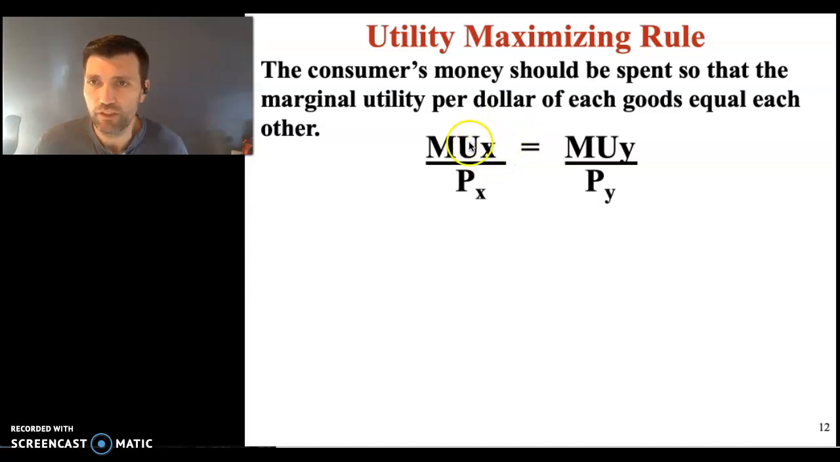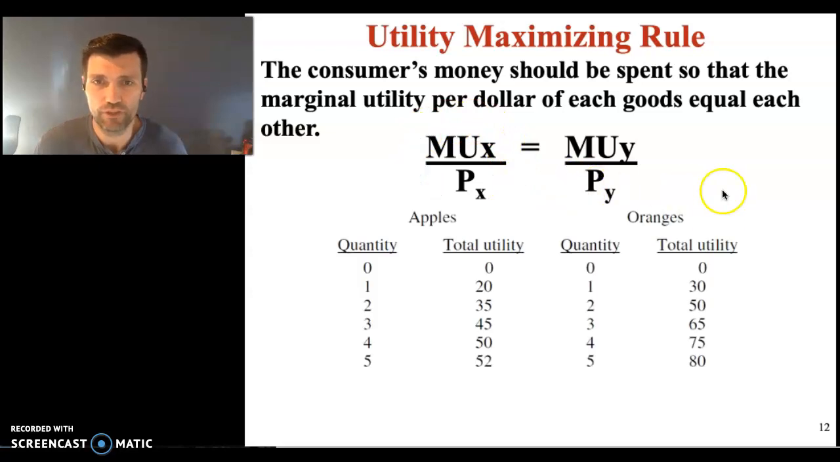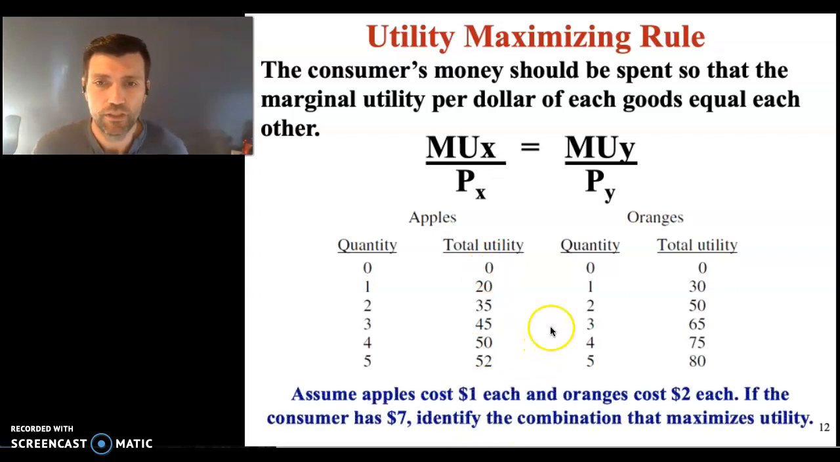So remember, consuming less of good X will make this fraction value go up. Consuming less of good Y makes this fraction value go up, and more of good X would make the value of this fraction go down, and so on and so on. So let's do this practice problem here. What you're given is the quantity of apples consumed and quantity of oranges consumed, and then the total utility. Notice you're not given marginal utility. So you can go ahead and pause the video to work out the solution to this problem right here.